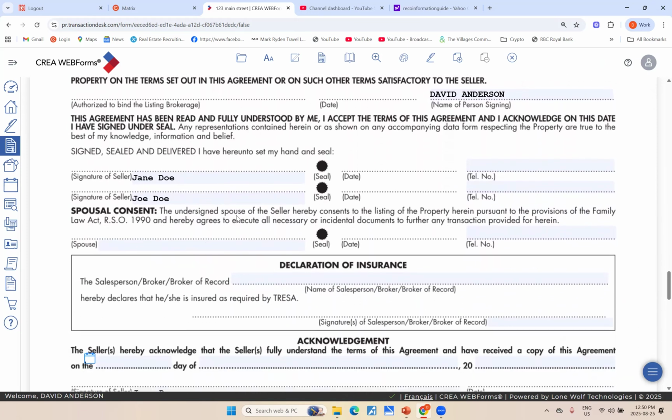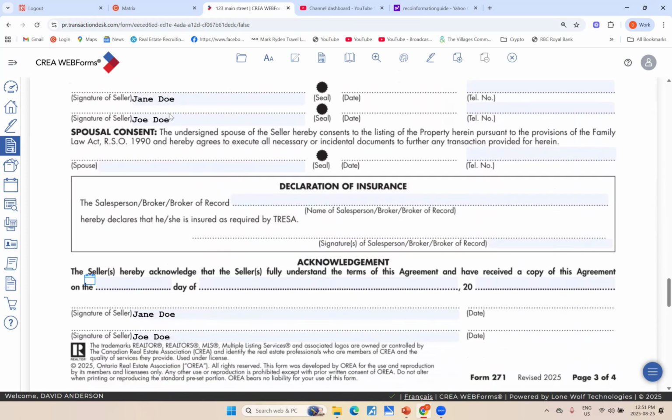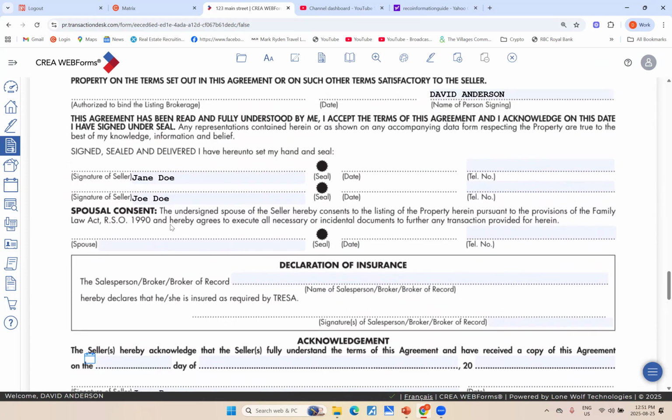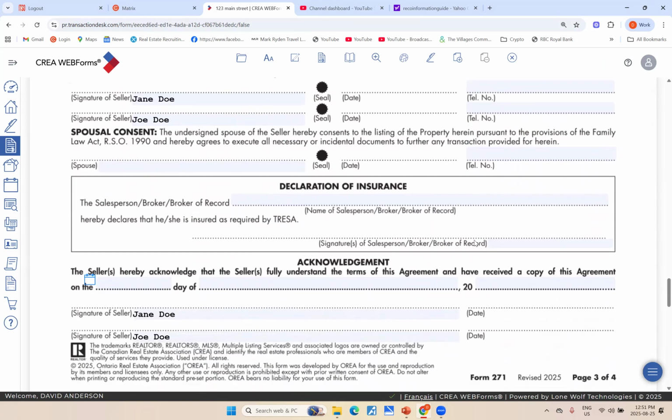If there's spousal consent, the undersigned spouse of the seller hereby consents to the listing of the property herein pursuant to the provisions of the Family Law Act and hereby agrees to execute all necessary or incidental documents to further any transaction provided for herein. So this is just spousal consent for them to sign. They've signed up here as a seller. It's not necessary to sign down here.